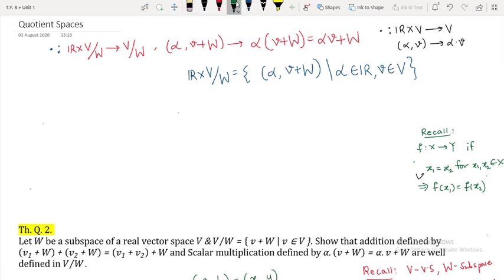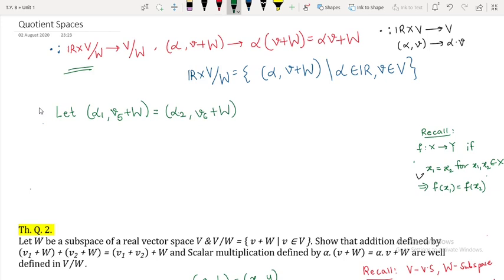Okay, so now in order to prove that scalar multiplication is well defined, again I will take two elements in the domain of this function, which is R cross V mod W, which are equal. Since alpha and V are the variables over here, let alpha 1, comma V5 plus W, since in the first part we have used the notation up to V4 plus W, be equal to alpha 2 comma V6 plus W.